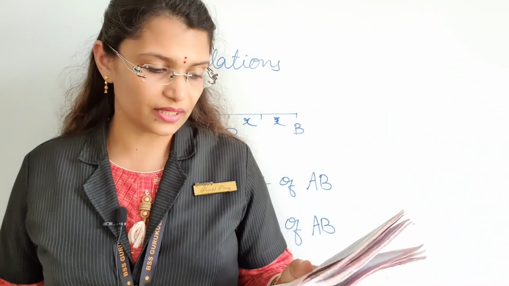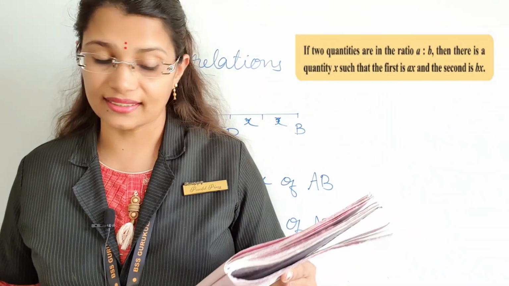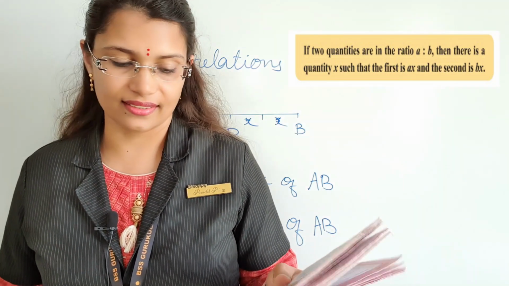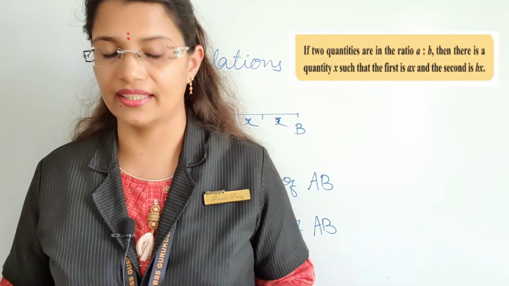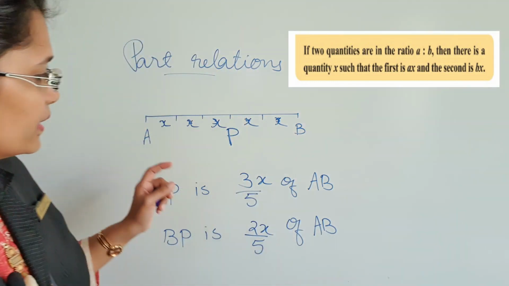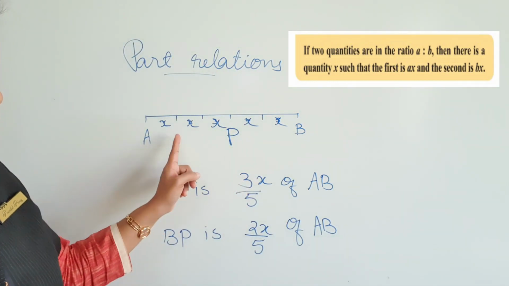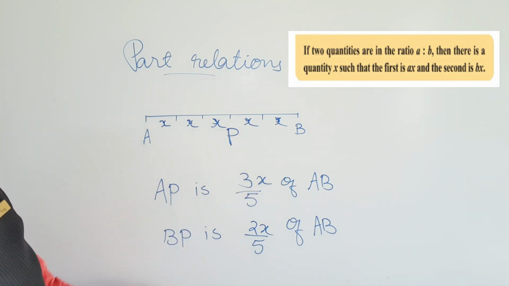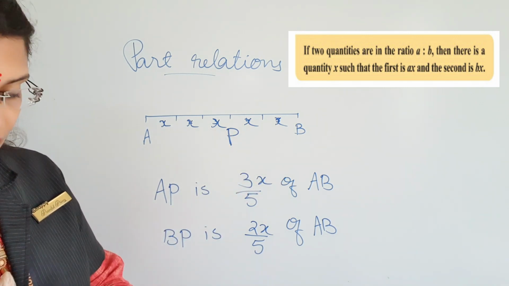So children, take page number 136. One yellow box is there. If two quantities are in the ratio A is to B, then there is a quantity x such that the first is Ax and the second is Bx, like this 3 by 5 of x, and this is 2x by 5 or 2 by 5x, like that.